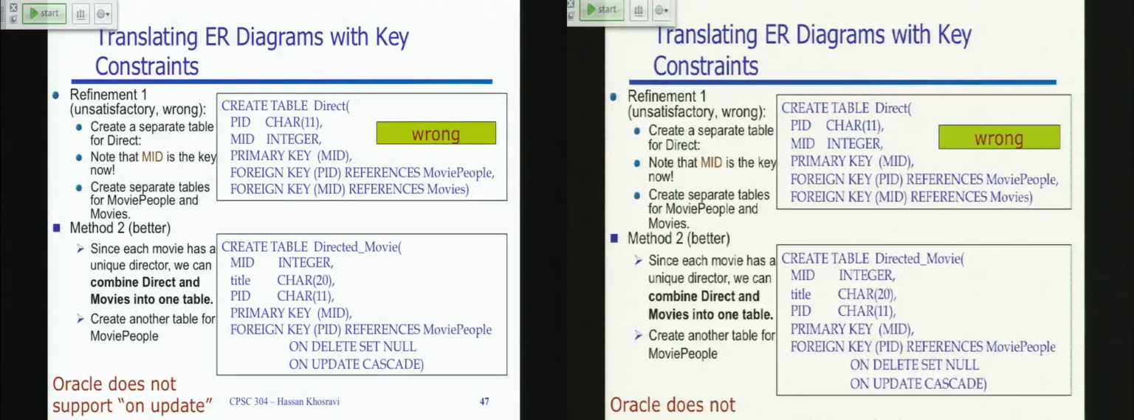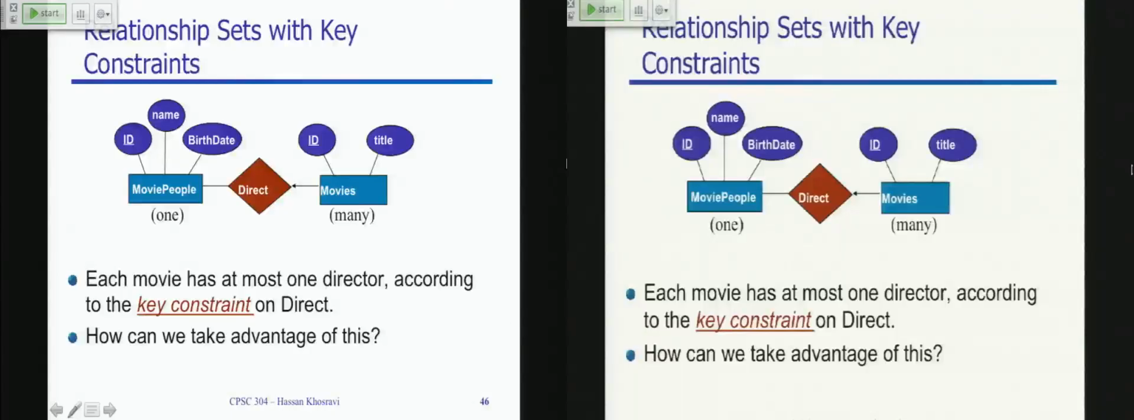But one thing I can do, which makes this easier, is combine these two tables. I can combine the direct table with the movie table. The thing is that I only have one director per movie. So I can add the ID of the director as an attribute to my movie table. Since I know there's only one director, I could have one more attribute here which says director, and that is going to be referencing an ID from the movie people.